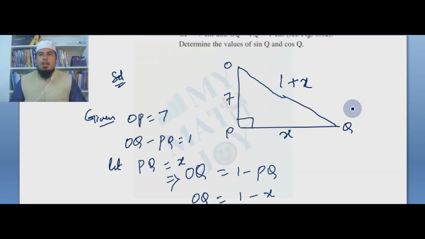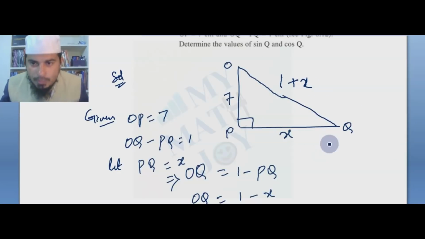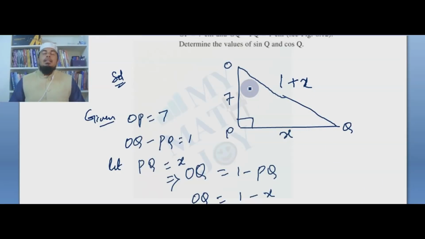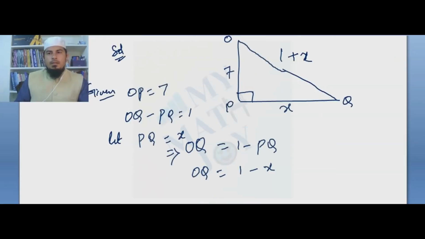Can you tell me what will be the technique? A right angle triangle is in front of you, and OP is 7, PQ is X, OQ is 1 plus X. So in this way, if we are having one unknown, then we must have an equation. So where do we get the equation? Yes, Pythagoras theorem itself gives us an equation. Let us apply Pythagoras theorem and solve this problem.